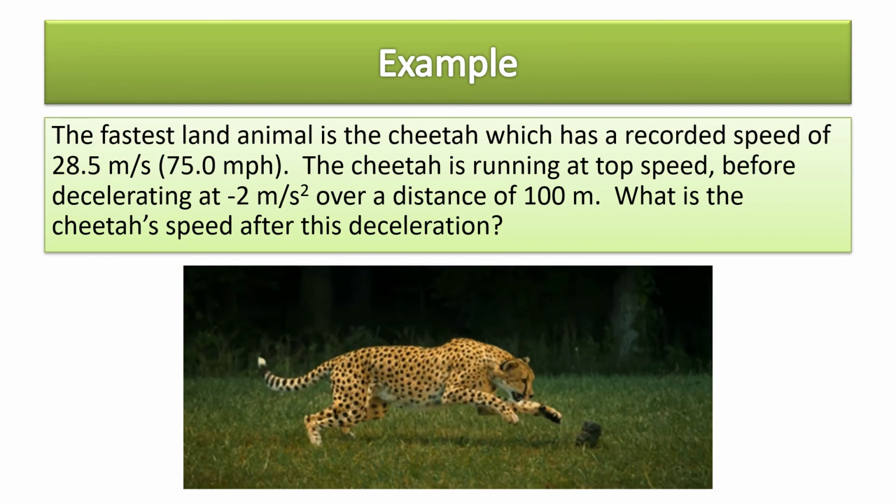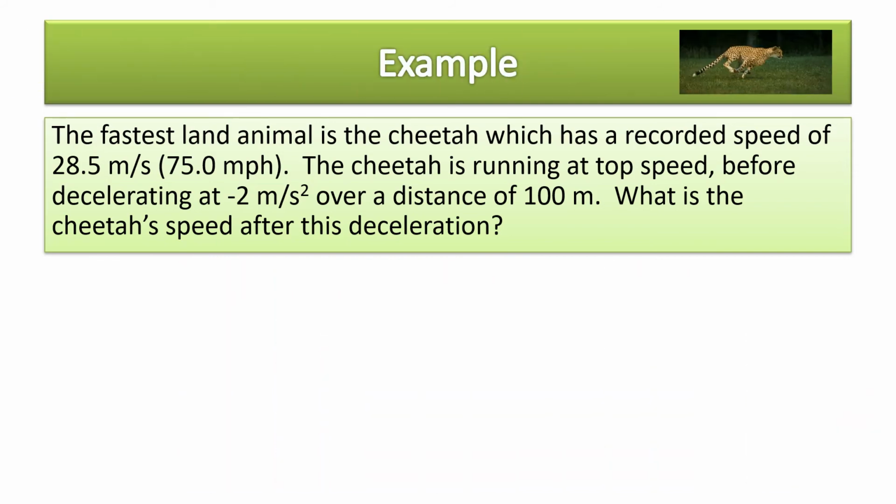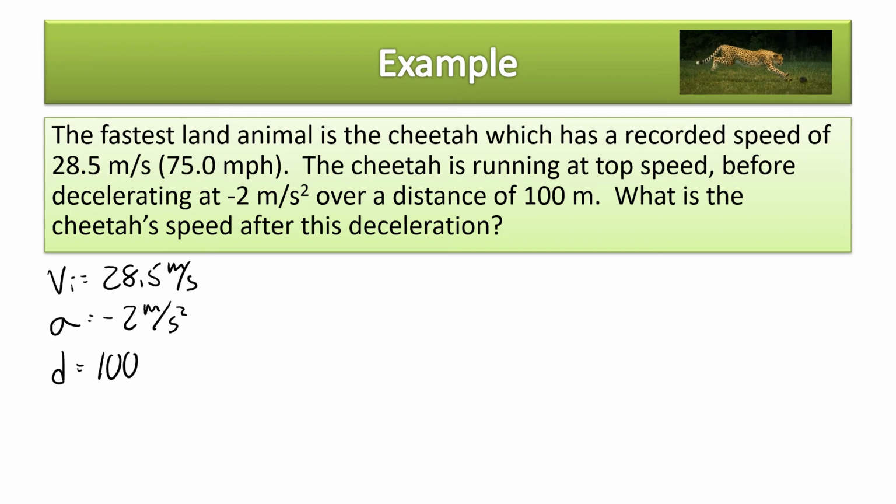Excuse me, Mr. Cheetah, please get out of the way. Thank you very much. Okay, so let's do the guess method. One piece of given information is the initial velocity, 28.5 meters per second. And then the acceleration is in the opposite direction. It's in the negative direction because it says in the problem we're slowing down over a distance of 100 meters.